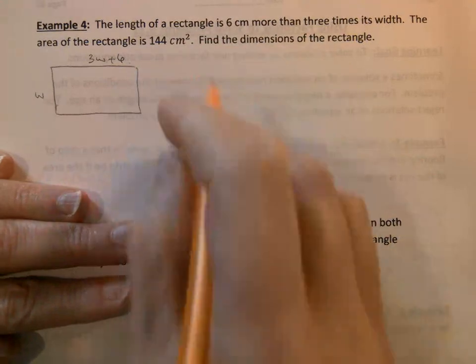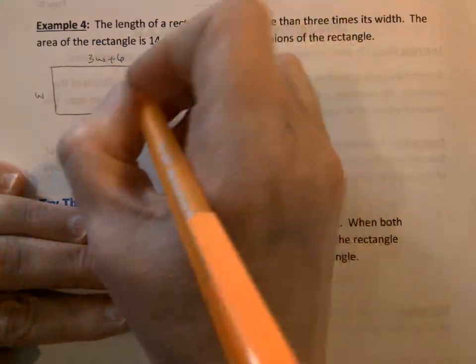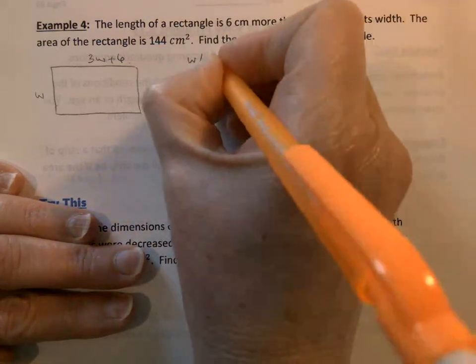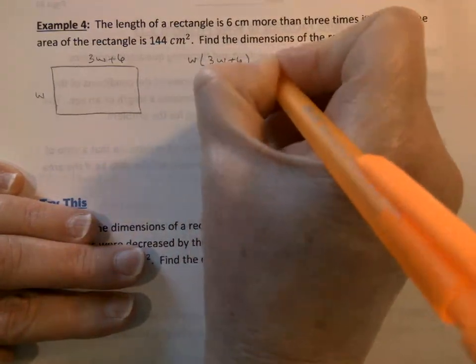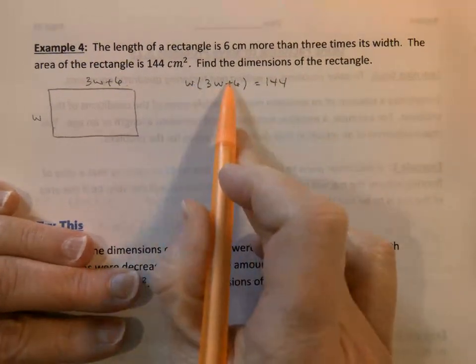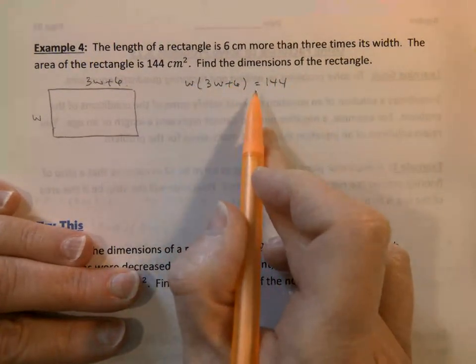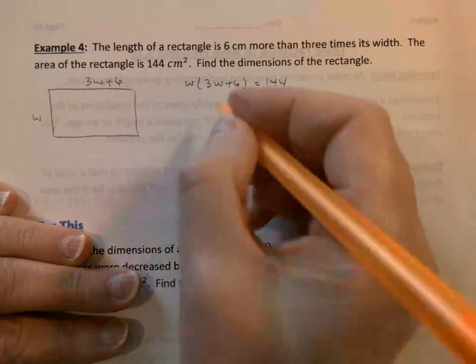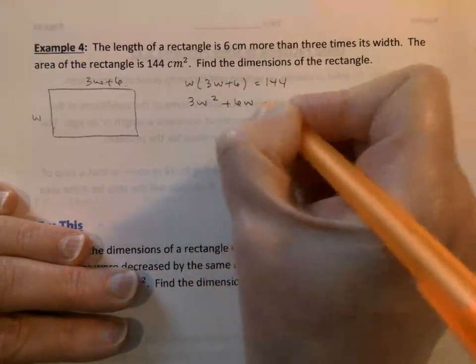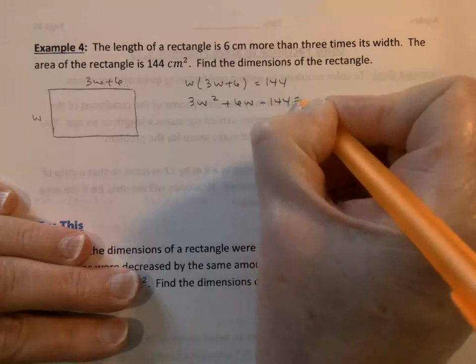And they give us the area. So these are problems that we've done before. We just couldn't go anywhere with it. So the area is the width times the length, and we know that's equal to 144. So we are going to multiply this out, incorporate the 144, and write it in standard form. So I have 3W squared plus 6W minus 144 equals 0.